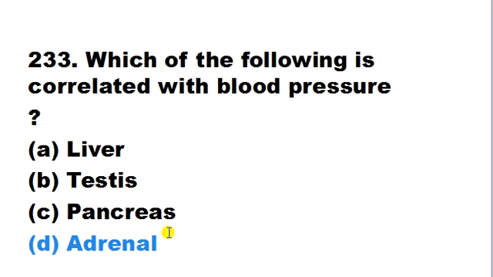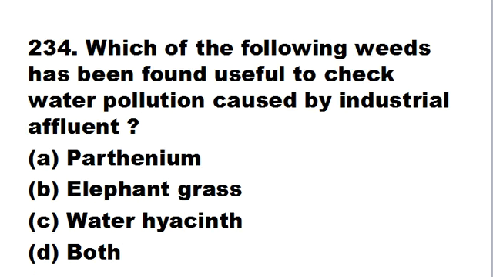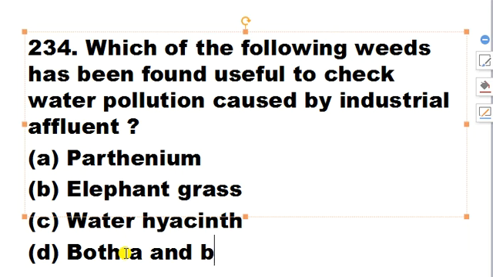Which of the following weeds has been found useful to check water pollution caused by industrial effluent? A. Parthenium, B. elephant grass, C. water hyacinth, D. both A and B. And its correct answer is water hyacinth.